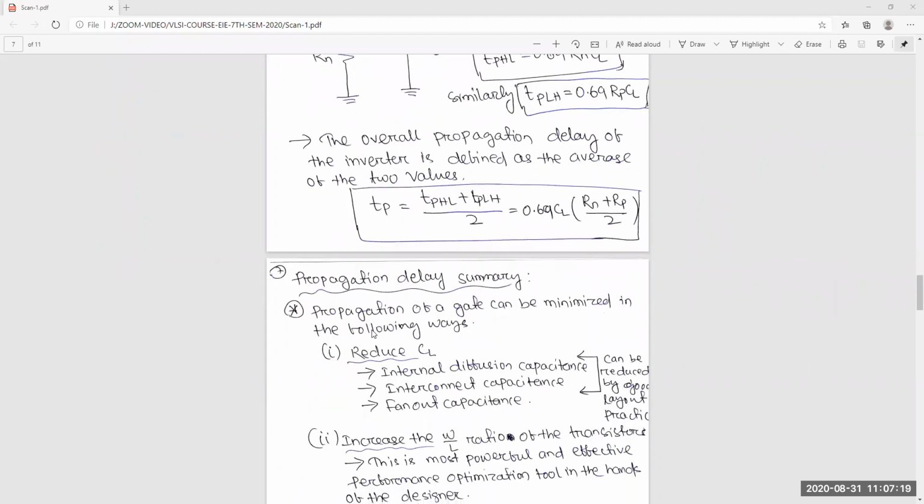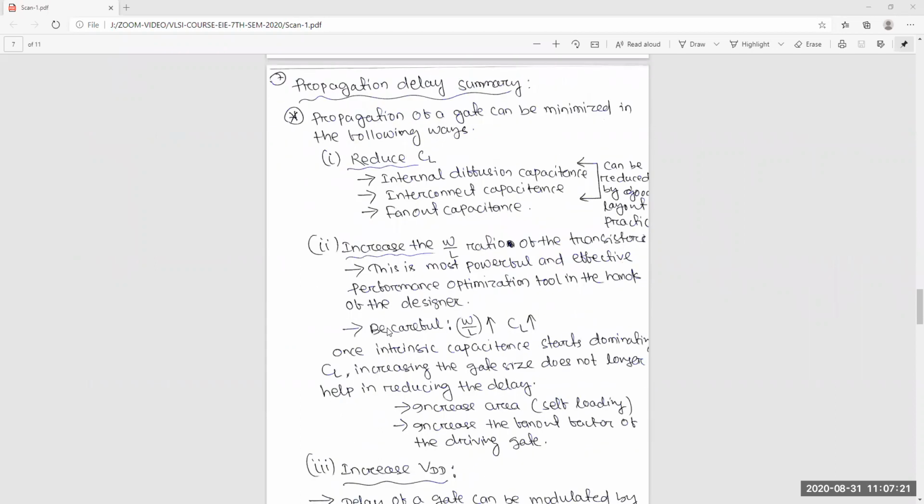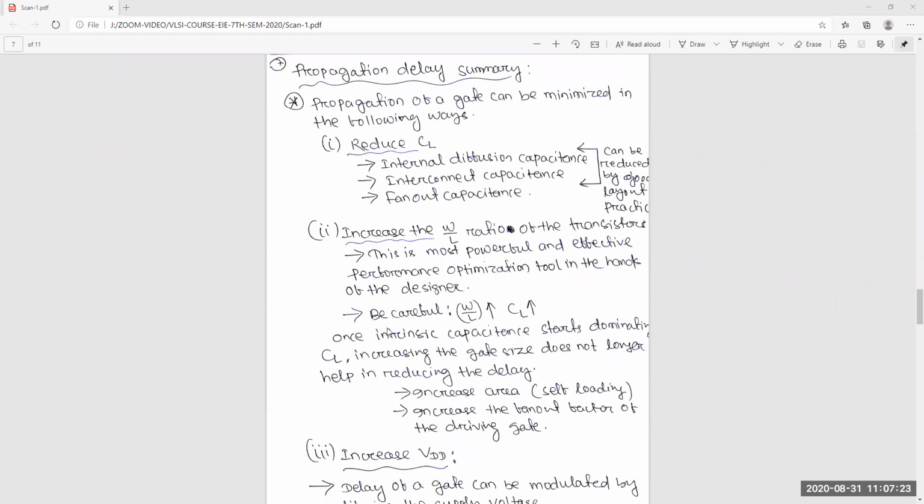So next, this is the summary of the propagation delay we have discussed. Propagation delay can be minimized in the following ways. So how will we minimize it? First, we reduce CL. This is very, very important, because whatever delay we are getting is only because of that CL. So if you reduce the CL value, then definitely we can reduce the propagation delay.